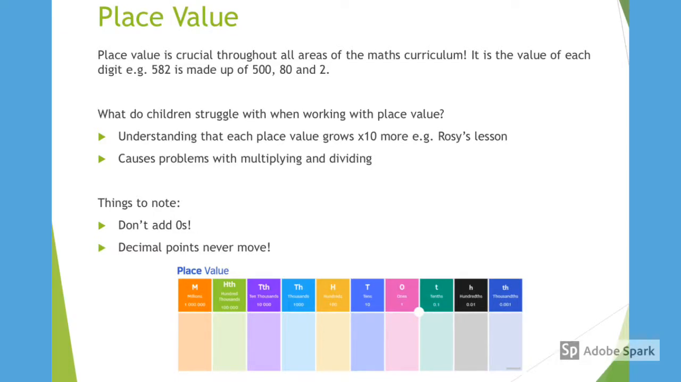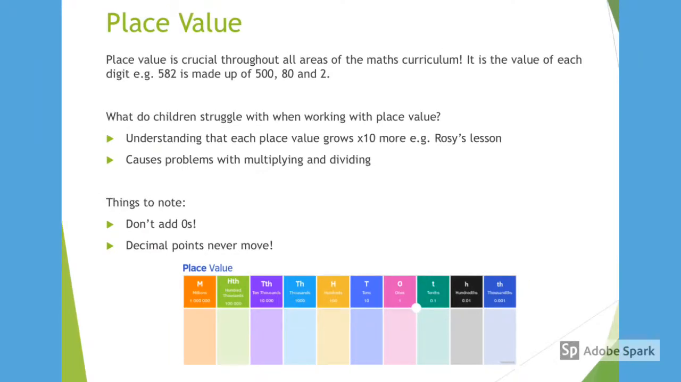As children get higher up the school, what we find is that when we start to talk about 100,000 and millions, children struggle to understand how big that actually is. So we do lots of practical things to help children understand the concept of place value. However, I think the most important thing for you to know as parents around place value is that we never add zeros, maybe when we're multiplying and dividing by 10, 100 or 1,000, and the decimal point never ever moves. It's a fixed place on the place value chart.